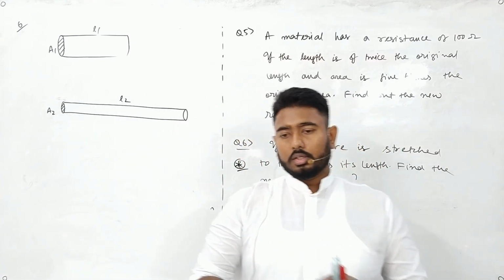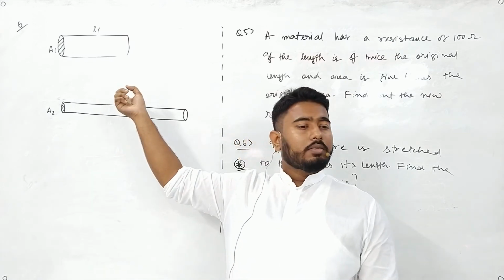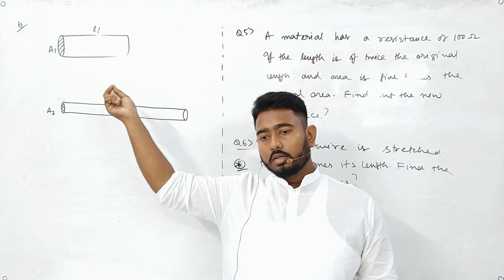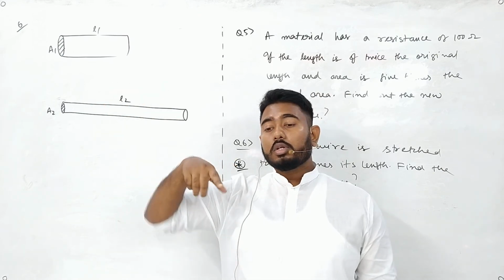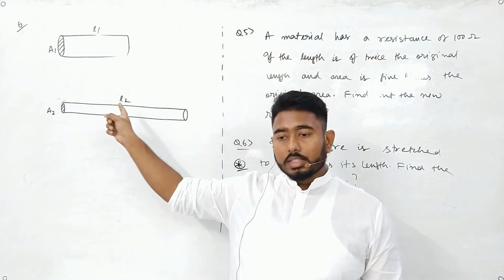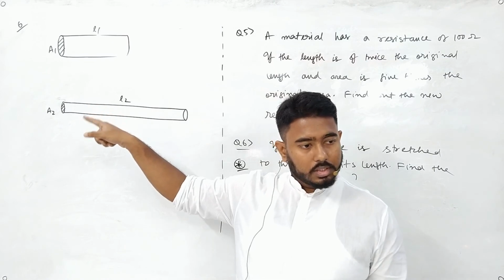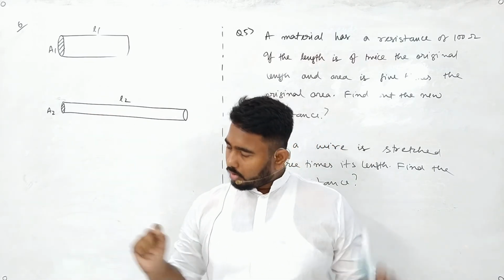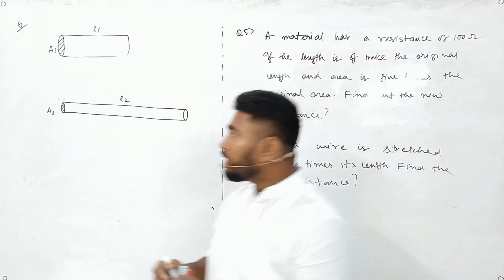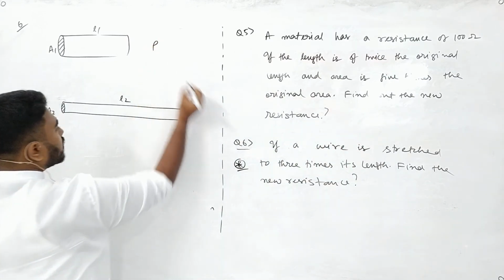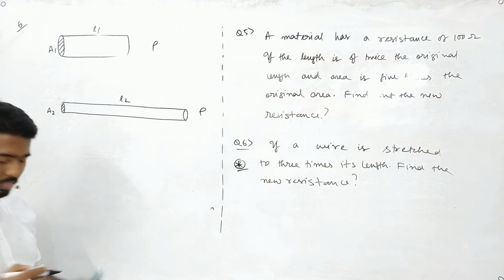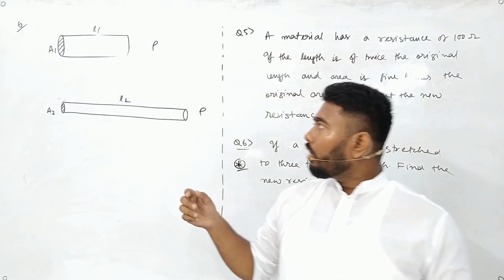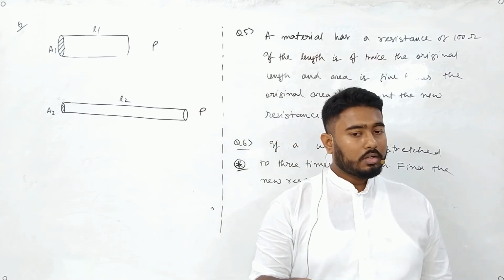Now how will I know how much will be the new area? Tell me one thing. Is the resistivity of the material changing? Resistivity depends on temperature and material. Is the material changing? No. Is the temperature changing? No. Then will resistivity change? No. Clear? So resistivity, if it is rho in this case, it will also be rho in this case. Next, one more thing is constant.